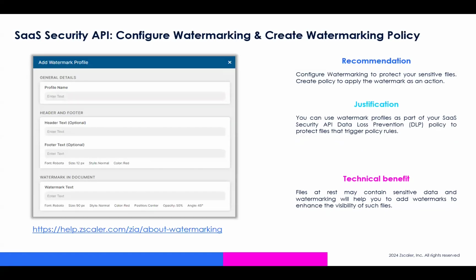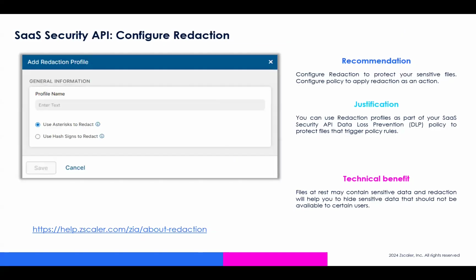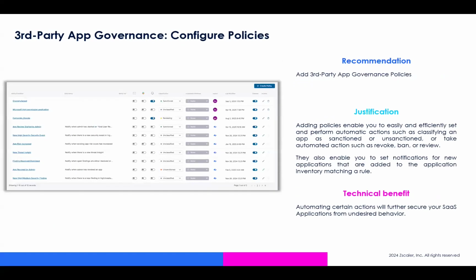Additionally, it's recommended, if possible, to configure watermarking to protect sensitive files. Once watermarking is configured, you can create separate policy to apply watermarking as an action to your files. This will replace your files with a watermark file containing watermark text identifying the document and the user. Watermarking will allow you to enhance the visibility of files that trigger your data loss prevention policy. Additionally, you can also configure redaction to replace the data that triggers your DLP policy inside documents with asterisks or hash signs.